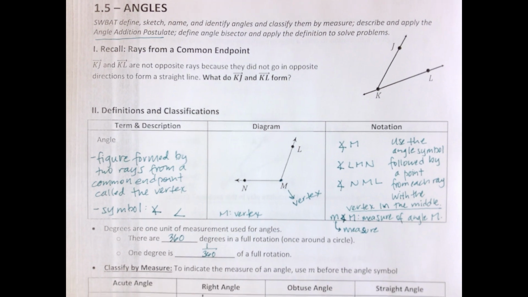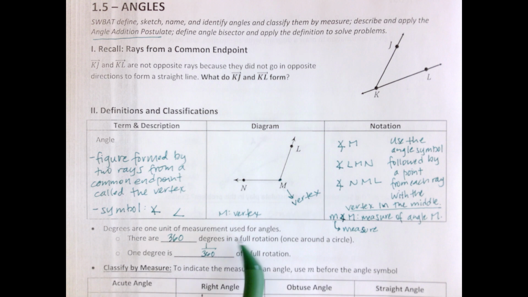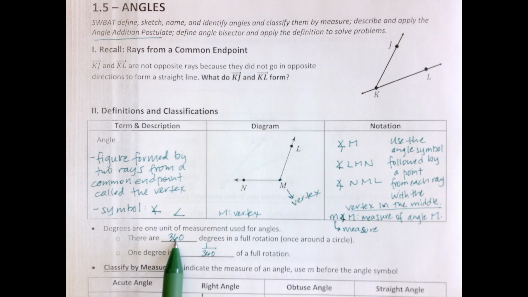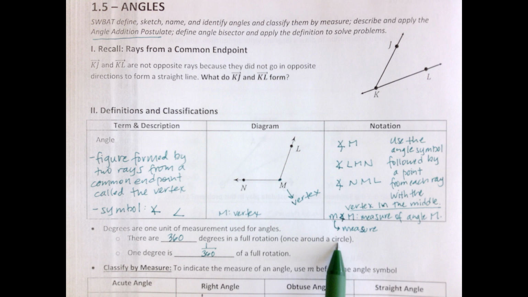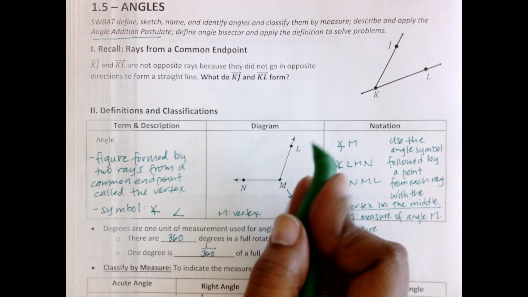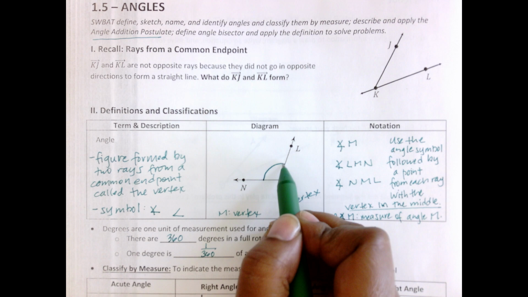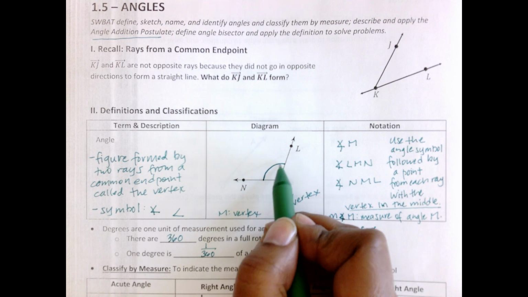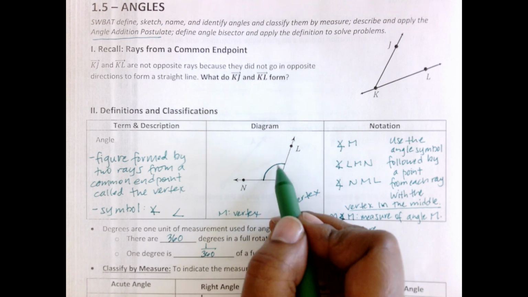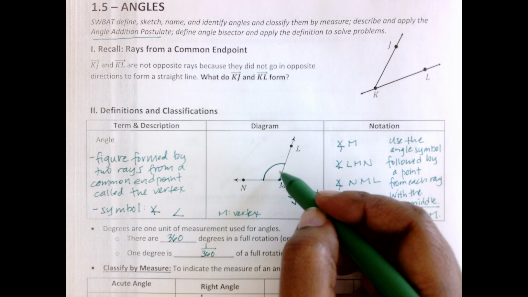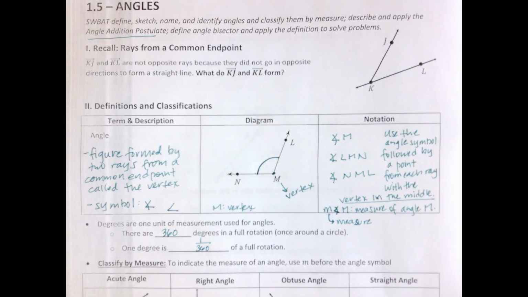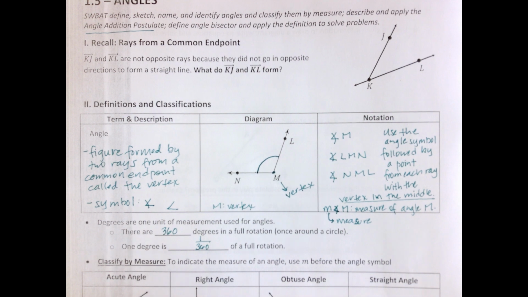So degrees are one unit of measure for angles. There are 360 degrees in a full rotation once around a circle. So imagine if we're going to measure this angle, it's a partial circle, the way we measure it. Okay, so we're measuring the space in between the two rays, okay? So what part of the circle is that? Well, 1 degree is 1/360th of a full rotation.